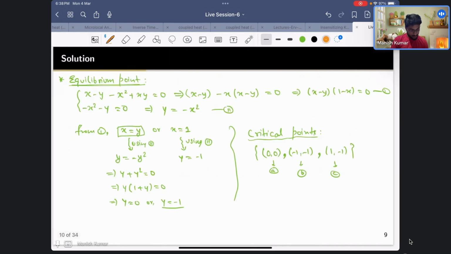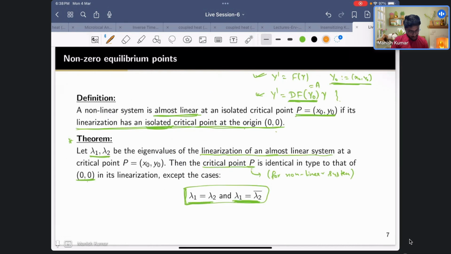Okay, so we are in the setup. Sorry, this one. So we know that the non-linear system is almost linear around that point. So at each of the critical points, now we just need to look at the eigenvalues, what eigenvalues we are getting.